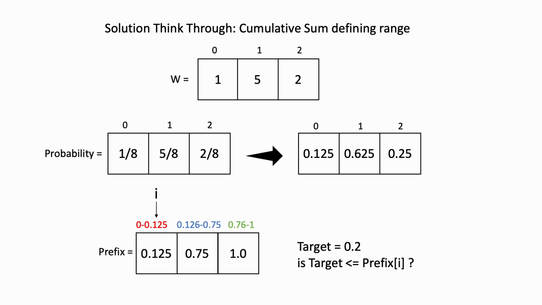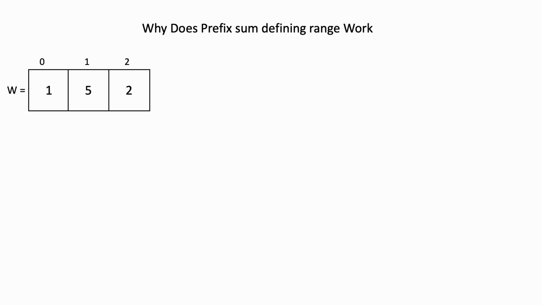We will start by looking at the first element of the prefix array, and check this condition to determine if the target is falling in this range of numbers. No, it's not. We'll increment our ith pointer to the second element and check this condition to determine if the target is falling in this range of numbers. 0.2 does fall into the range 0.126 to 0.75, hence we'll return 1.